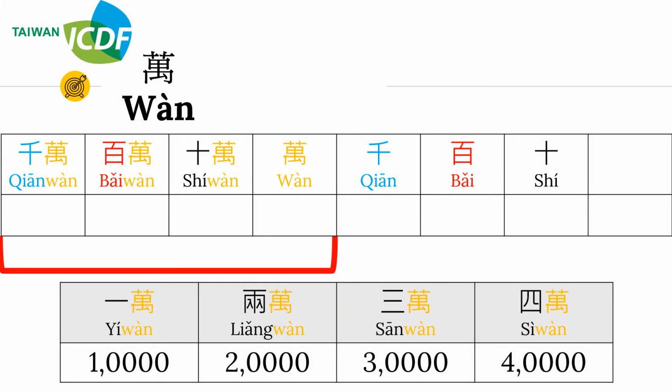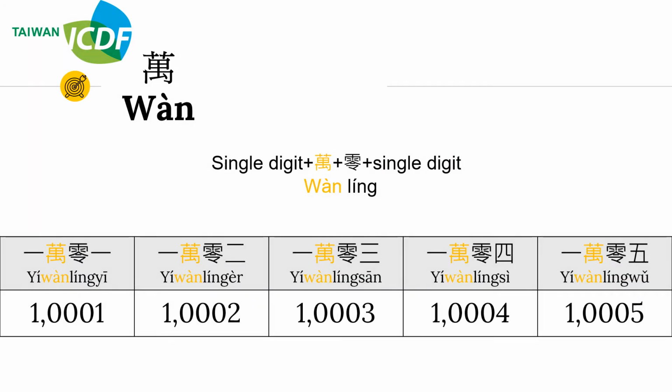So, 10,000 is 一万, and then 两万, 三万, 四万, and so on. You need to watch out that 20,000 is 两万. It's the same rule as 百 and 千. If you see a zero between numbers, you must read the zero. For example, 10,001, 1,002, 1,003, 1,014, 1,015.